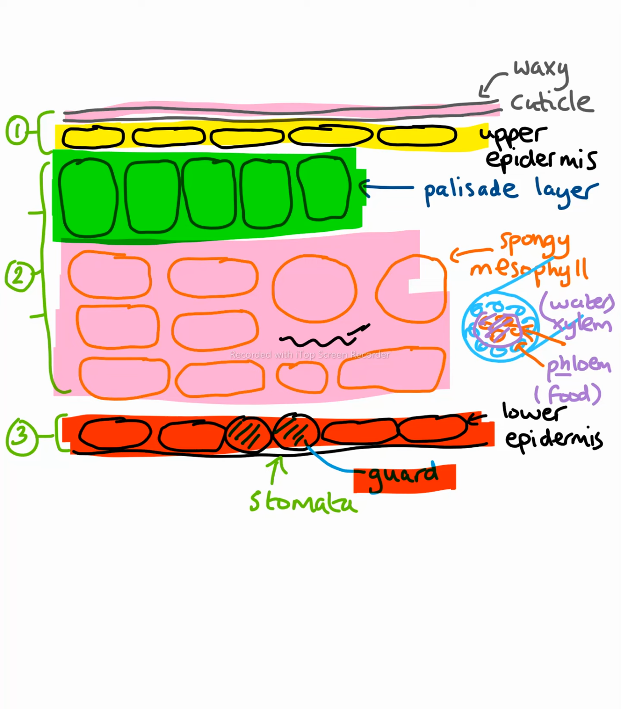So this blue thing here, let me color it in if I can. This blue tube is a vein, and it's made up of the xylem, which carries water, and phloem, which carries the food. Right, that's it. I think that's all you need to know.